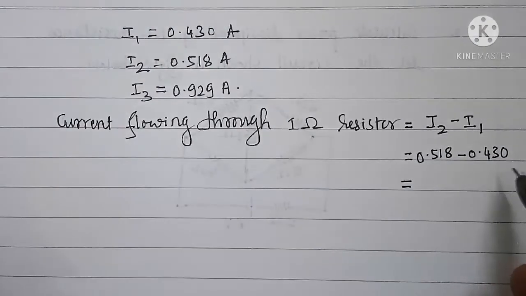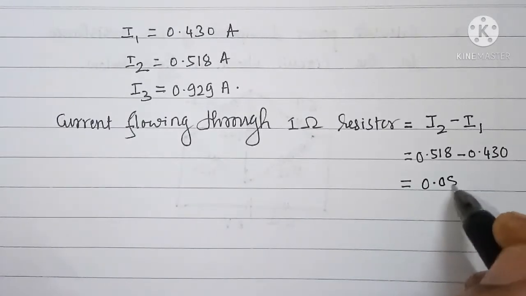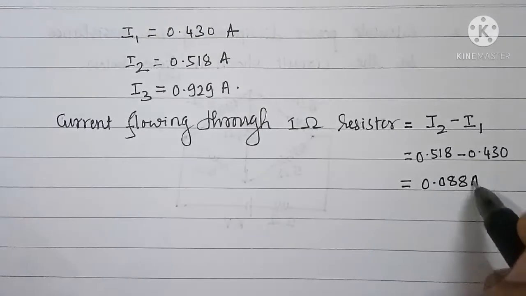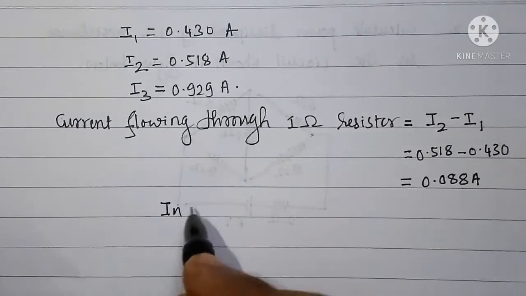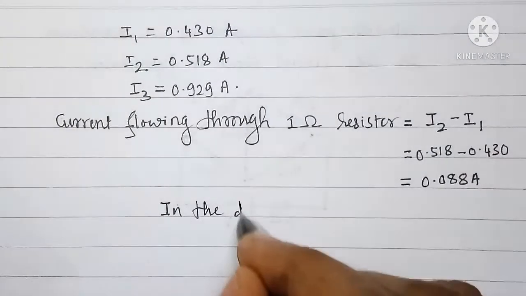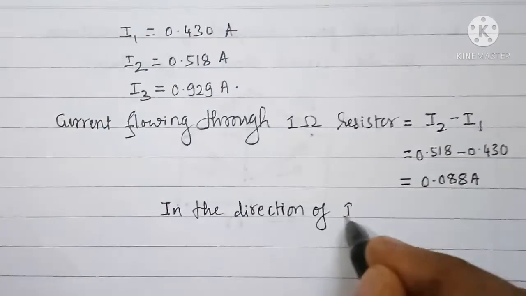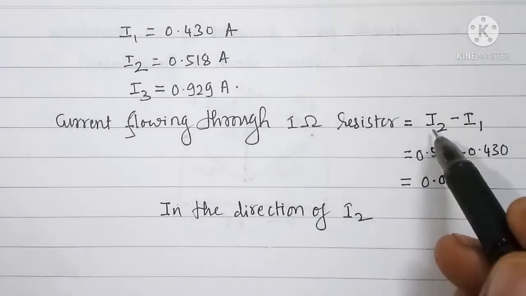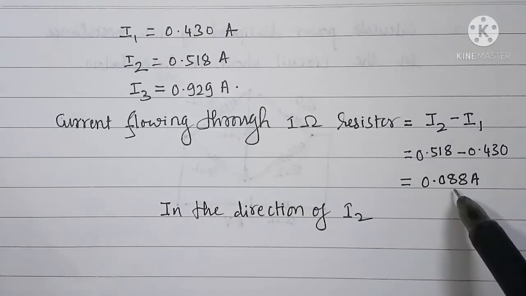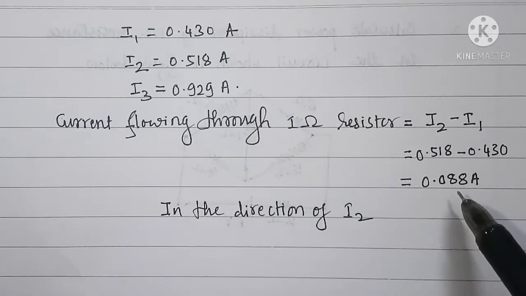0.518 minus 0.430 is 0.088 amperes. If you want, you can write here, in the direction of I2. If you calculate this current as I1 minus I2, then you will get a negative value. Then you will have to write it in the direction opposite to the direction of I1.